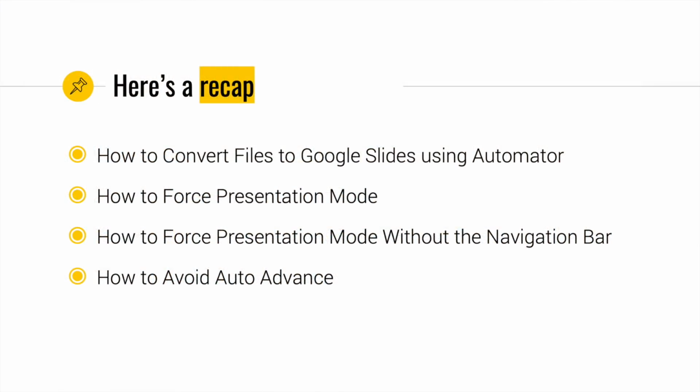So believe it or not, our half hour is almost up. So here's a quick recap of what we've learned so far. We've learned how to convert Google Slides using Automator workflows. And remember, there are other methods to do that, such as using Preview, Acrobat, or screenshots. We learned how to force presentation mode, and also how to do that without the navigation bar. And then lastly, we learned how to get rid of auto advance on Google Slides.